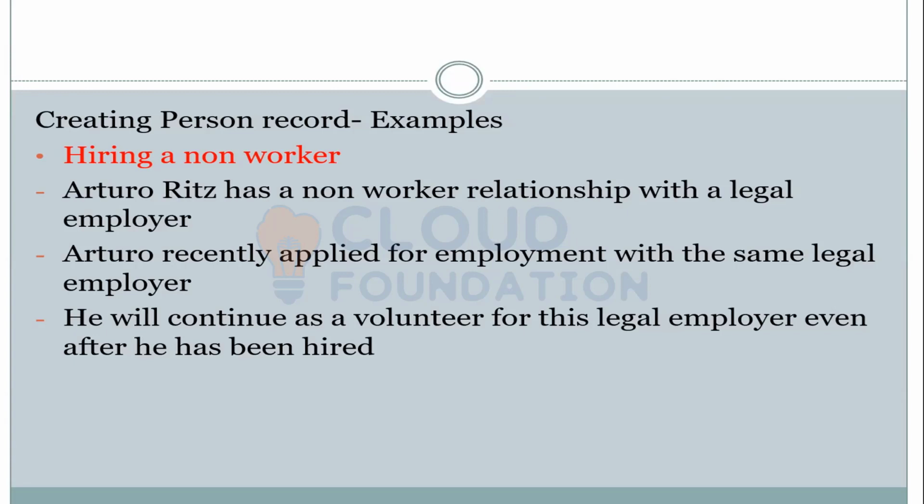When you're hiring a non-worker, creating a person's record examples. When you're hiring a non-worker, when you're hiring a contingent worker, the same case happens when you are creating a person's record. So a non-worker relationship with the legal employer, or recently applied for employment with the same legal employer.